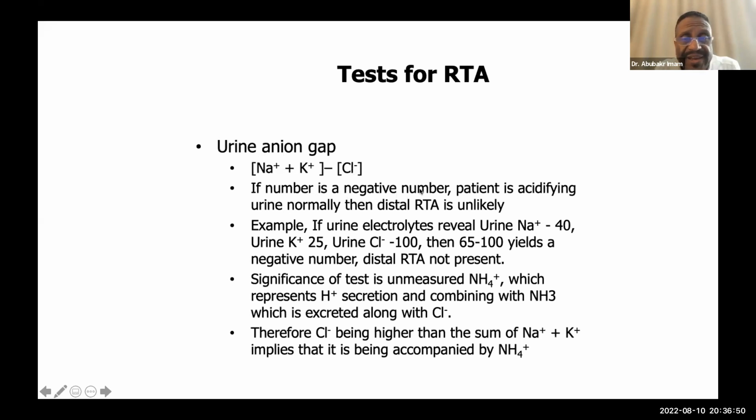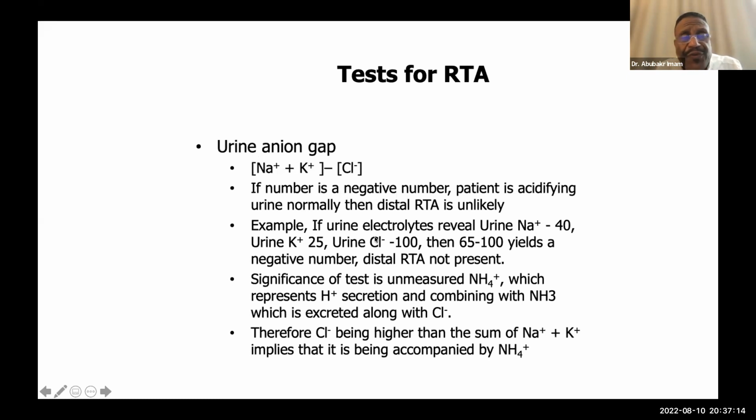If the number is negative, the patient is acidifying the urine normally, then there is no distal renal tubular acidosis. Simply think about it: if you have so much negative, that means there is something I'm not measuring which is positive. Then this is a hydrogen ion. And simply, this patient does not have distal RTA.